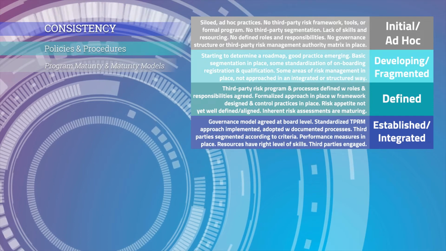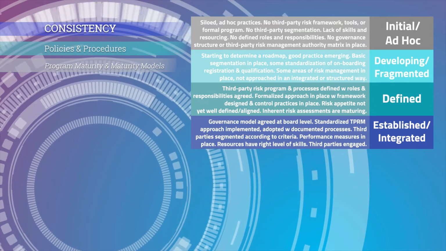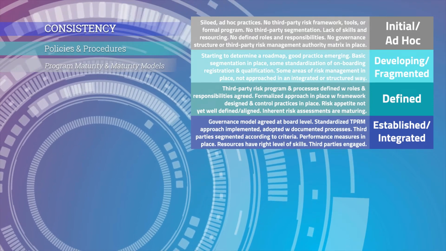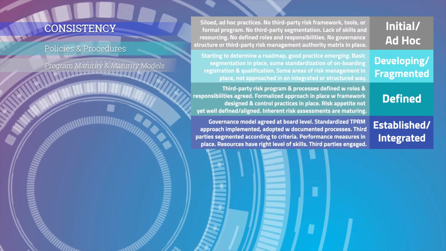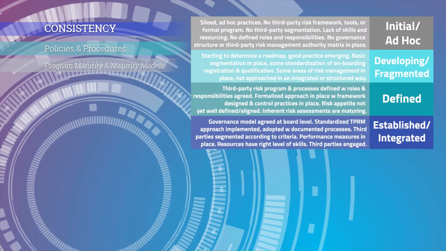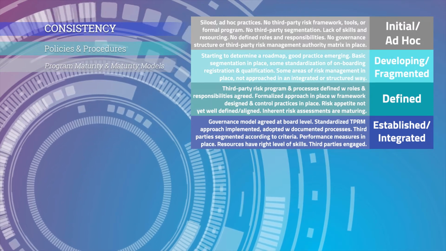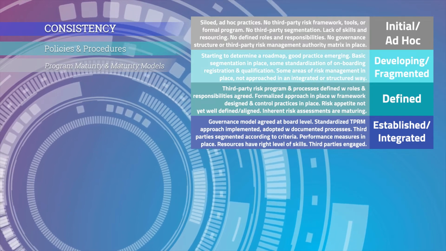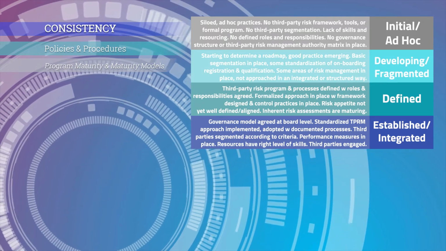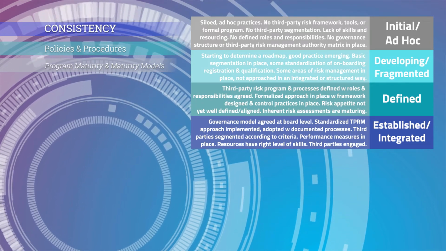The next level of maturity is established integrated. At this stage, you have a governance model in place, your board is receiving regular updates, and you have a standardized third-party risk management approach. You are segmenting your third parties and performing assessments regularly. Your resources also have the right level of skills, and your third parties are engaged and involved.